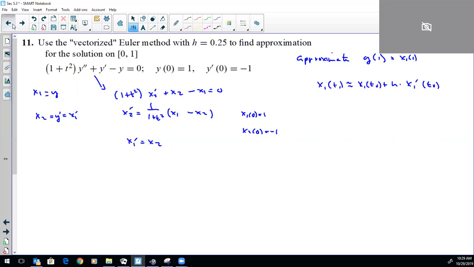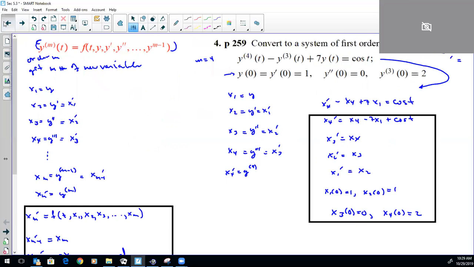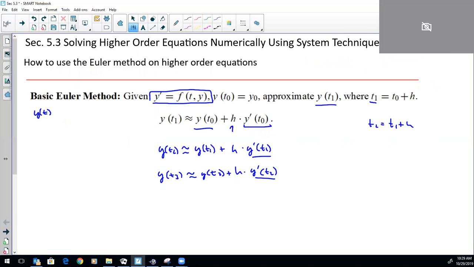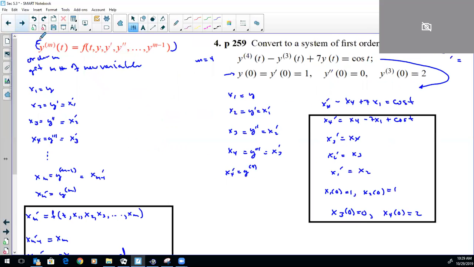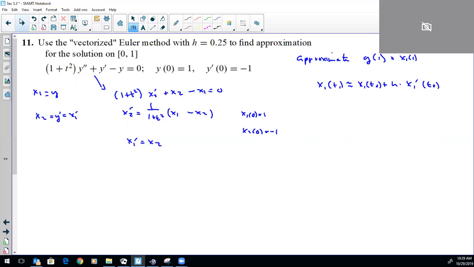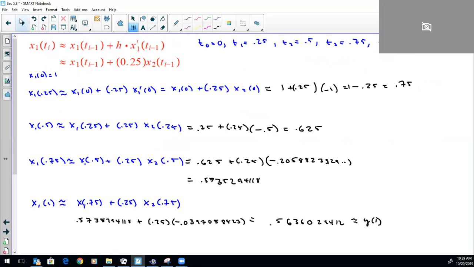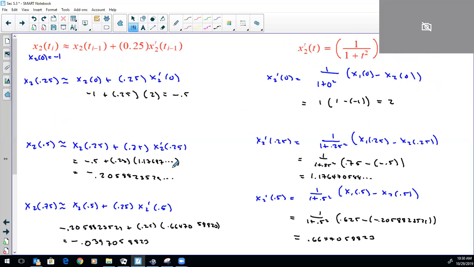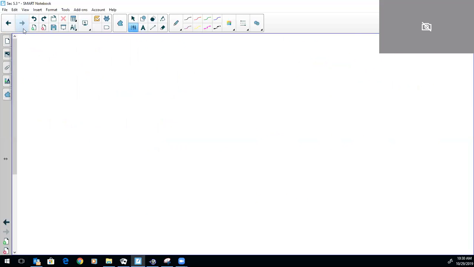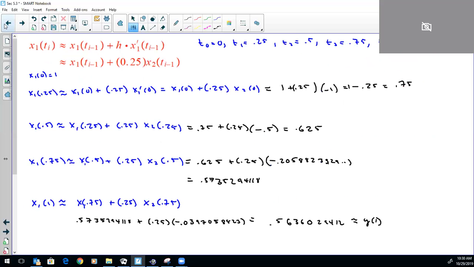I think the one problem I've assigned on this section, these are really easy. Changing to a system in normal form is pretty straightforward. Using Euler to solve it is a little bit longer, and I suggest you try to follow the technique I've done: go ahead and write out your equations that you're going to fill in before you start putting numbers in. Okay, good luck.